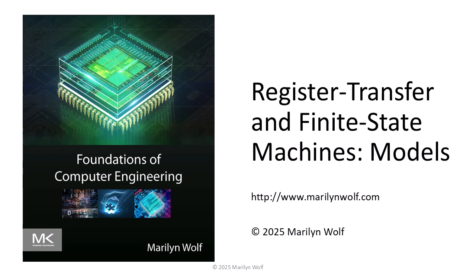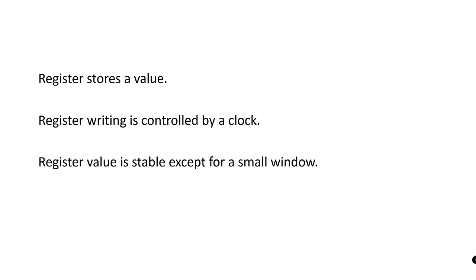The sequential machine methodology, including register transfer and finite state machines, help us build fast and reliable digital systems. A register circuit reliably captures and stores a digital value. A clock signal is used to control when the register changes its state. The register value remains stable except during a small interval when the clock signals allow the capture of a new value.